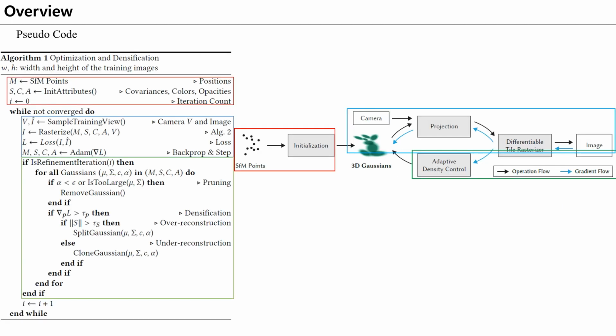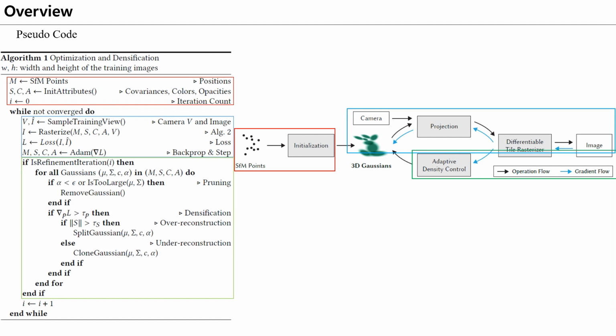Since this paper has a familiar structure, I will use the pseudocode to explain it. The red part is the initialization part, where position, covariance, color, and opacity are initialized. The blue part located inside the training iteration is the upper part of the overview, and the green part is the lower part. The difference between the rendered image and the ground truth image is backpropagated to the front as a gradient. And in the blue part, all variables that make up the Gaussian are optimized.